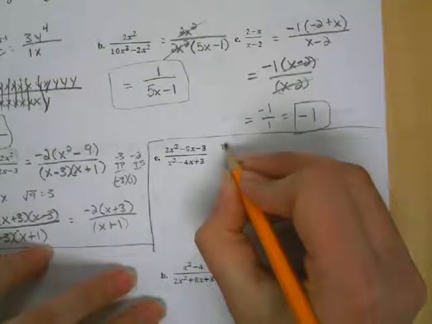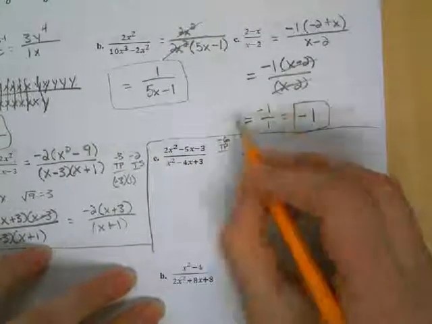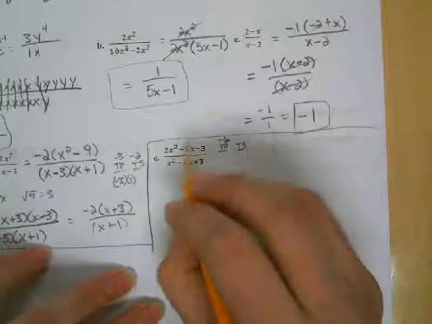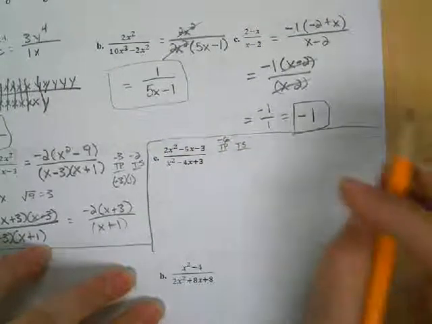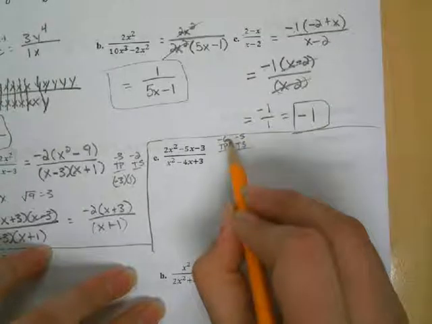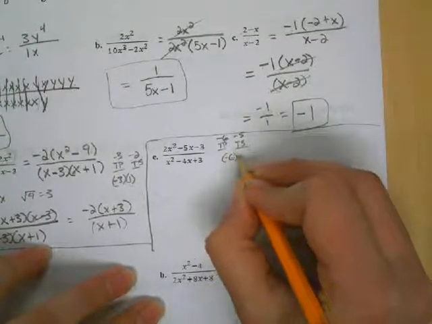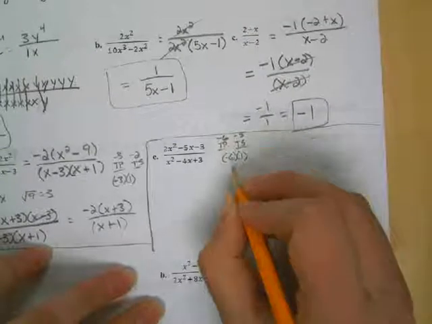Okay, my target product is -6. 2 times -3 is -6. My target sum is -5. Okay, -5. So my two numbers that multiply to -6 but add to -5 would be -6 and +1. That would multiply to -6, add to -5.